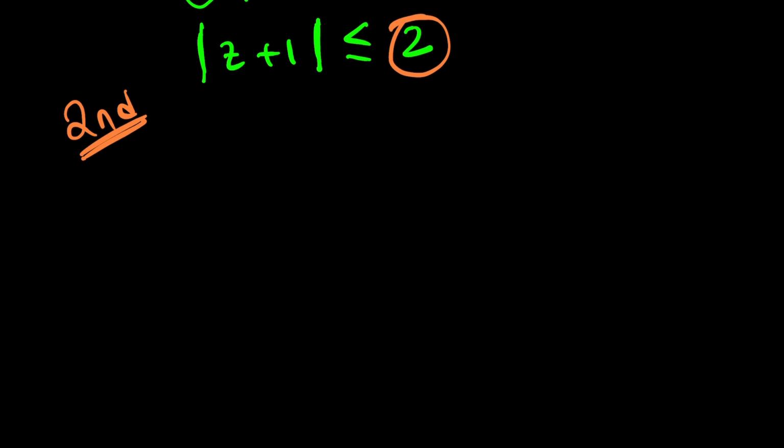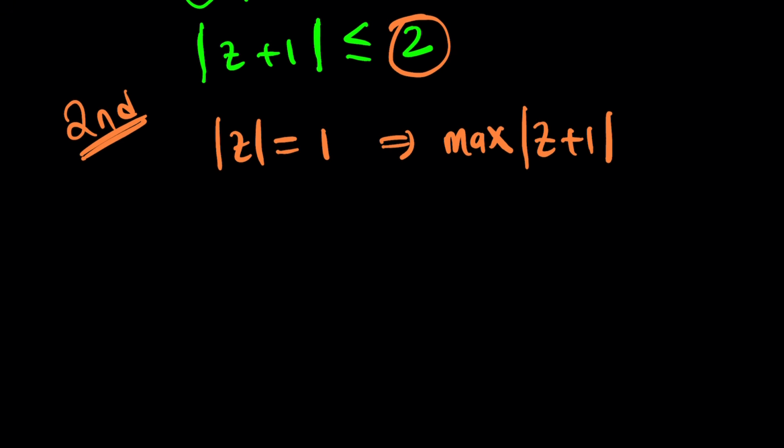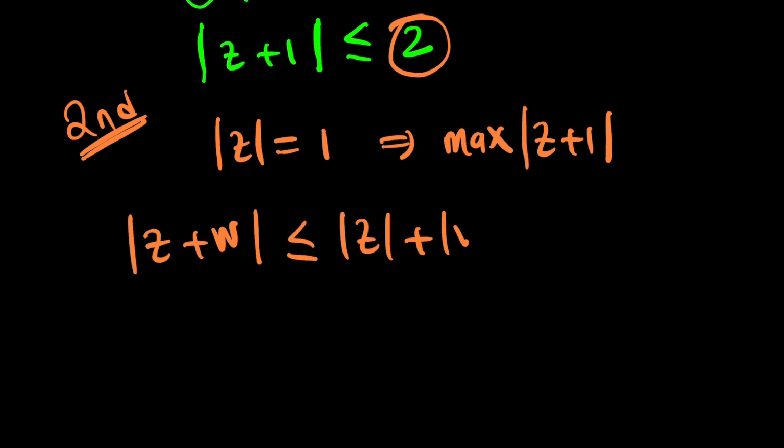We are given that the absolute value of z is equal to 1. And what are we supposed to maximize? The absolute value of z plus 1. So here comes the triangle inequality to the rescue. Here's how it works. The triangle inequality for complex numbers says the absolute value of z plus w, two complex numbers, is always less than or equal to the sum of the absolute values of z and w. Why is that happening? If you think about it, you'll find out. There's a proof of it which we're not going to go into, but this works.